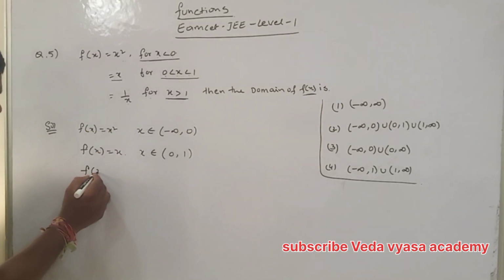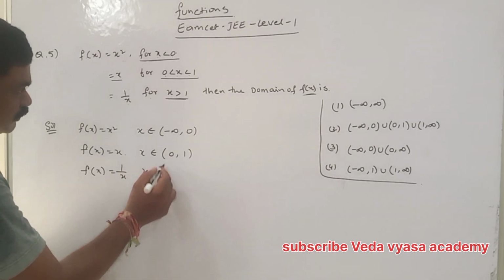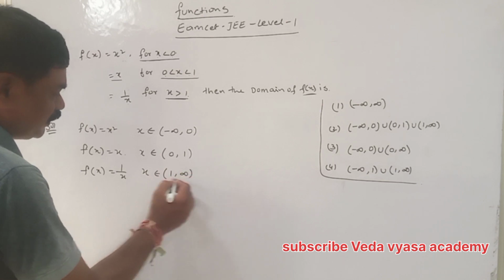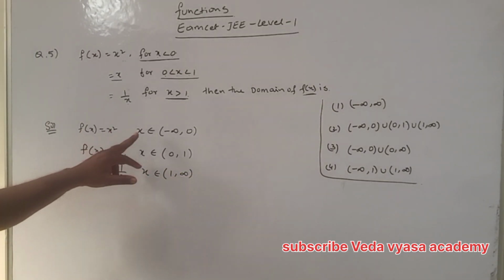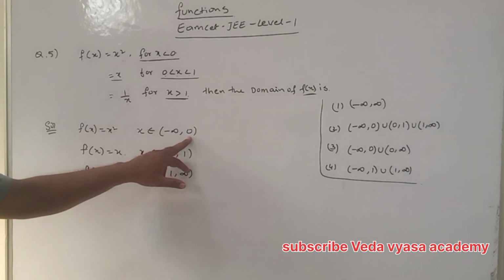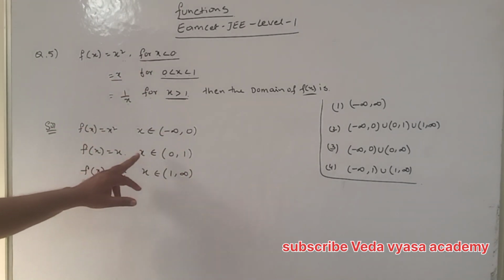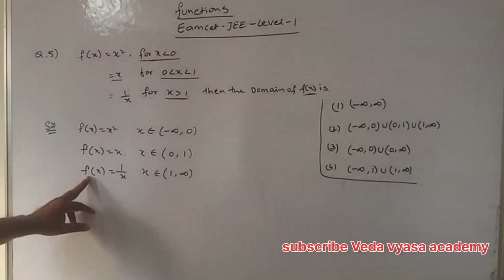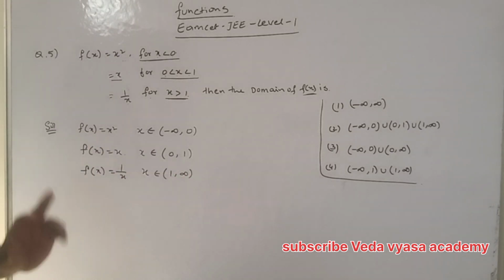Here f of x is equal to what? 1 by x, x belongs to greater than 1, that is the open interval 1 to infinity. Here f of x is equal to x square, x belongs to -infinity to 0, given. f of x is equal to x, x belongs to 0 to 1, given. f of x is equal to 1 by x, x belongs to 1 to infinity.